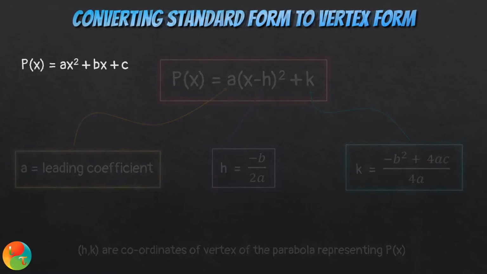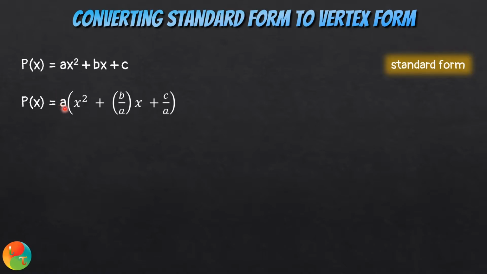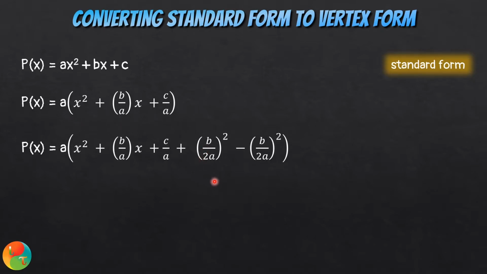Now you don't need to cram the values of h and k, we are going to derive it right away. So we are going to convert the standard form to the vertex form. P of x written as ax square plus bx plus c is the standard form of this quadratic polynomial. What we are going to do in the next step is I'll take a as the common factor from all these three terms, and then the right hand side becomes like this. And in the next step I'm going to add and subtract the square of half coefficient of x. So coefficient of x is b upon a, half coefficient of x is b upon 2a, and square of half coefficient of x is b upon 2a's whole square. I'm going to add and subtract these values.